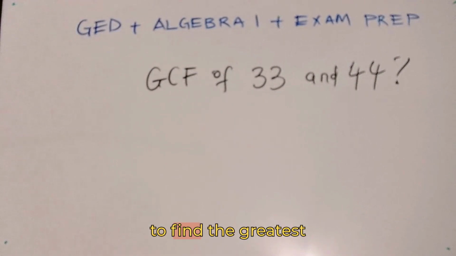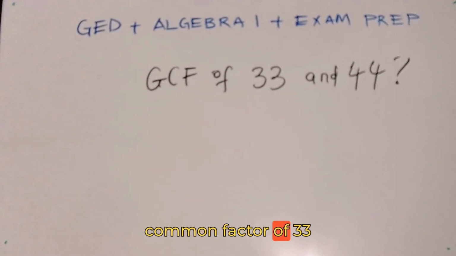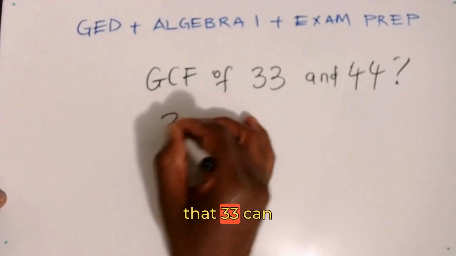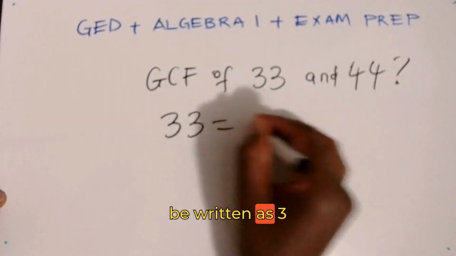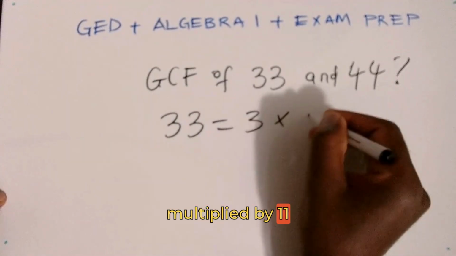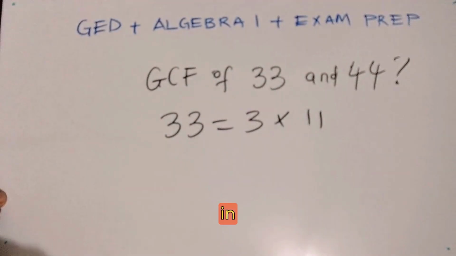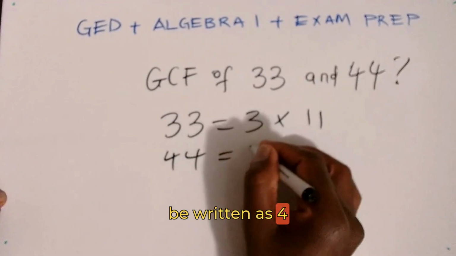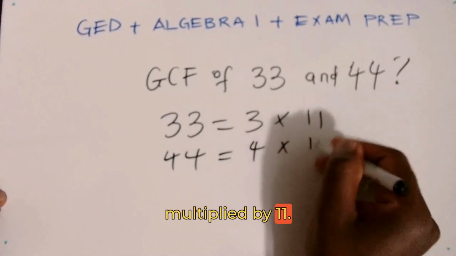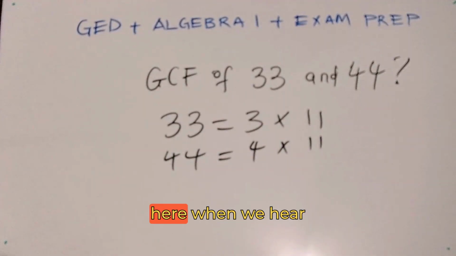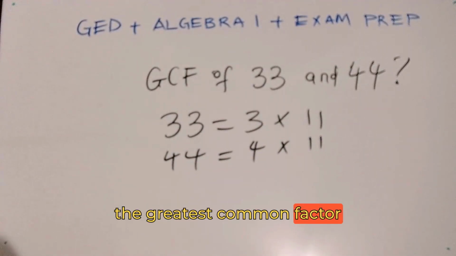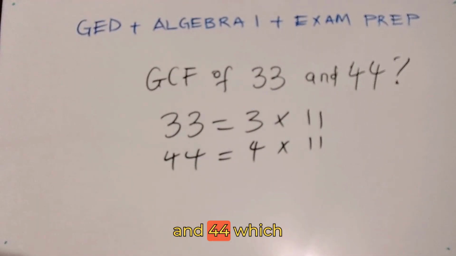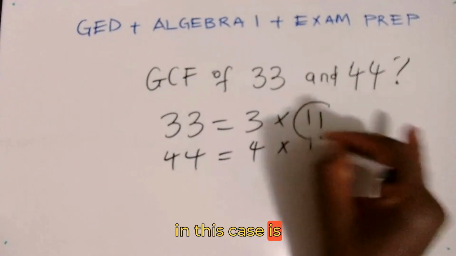So the first question, we want to find the greatest common factor of 33 and 44. So we realize that 33 can be written as 3 multiplied by 11. In the same way, 44 can be written as 4 multiplied by 11. So here, when we hear the greatest common factor, we want the biggest number that divides both 33 and 44, which in this case is 11.